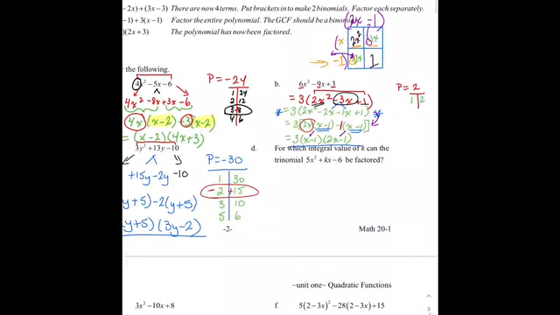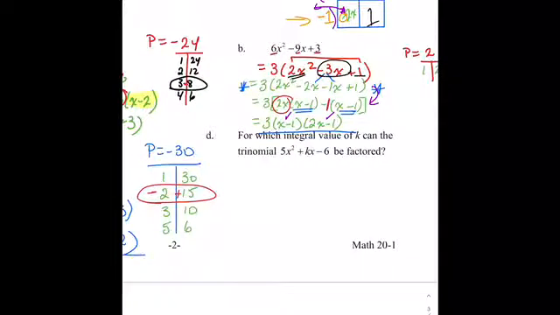So let's look at question D. It says, for which integral value of k can the trinomial 5x squared plus kx minus 6 be factored?